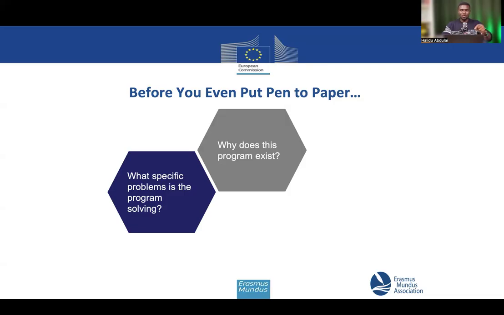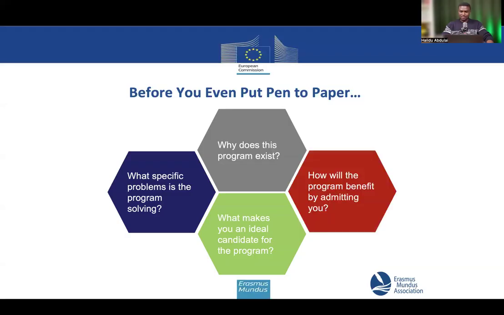So the first question is why the program exists. You ask that question, you find an answer to it, and then you move to the specific problems that the program is solving. It doesn't end there. You need to also ask what makes an ideal candidate for the program. What kind of candidate or what kind of profile is the program interested in recruiting? This will save you a lot of time in knowing whether the program you are interested in applying to will eventually recruit you or not. You do not waste your time gambling where you have no chance of winning. So take note of this.